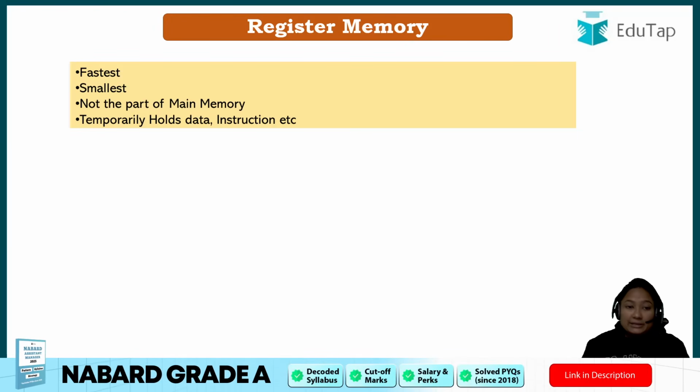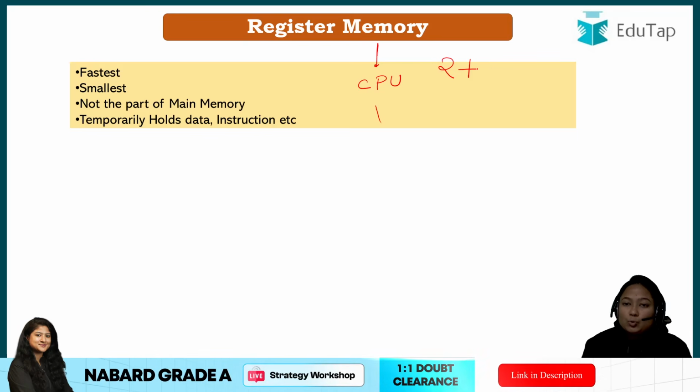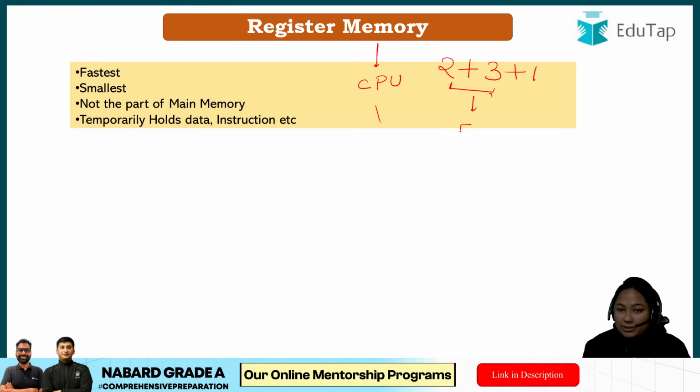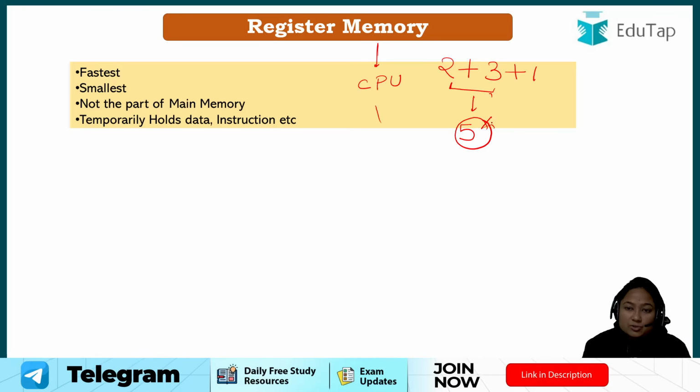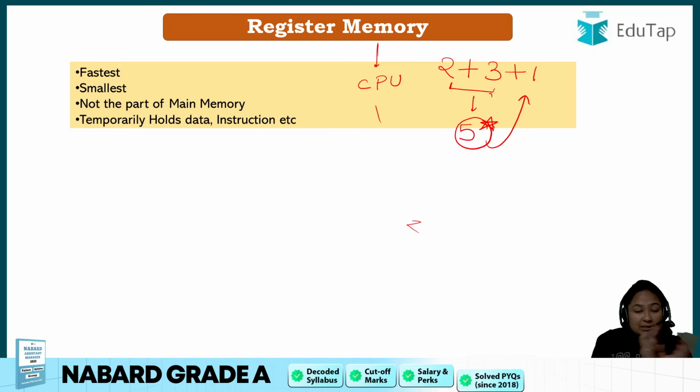Register memory is part of, again I would like to remind you, the CPU. Whenever you ask your computer to do 2 plus 3 plus 1, your computer will first do 2 plus 3 and say, okay, this is 5. This 5 is a temporary answer, but your computer also needs to store it, otherwise it will not move on to add 1. So this 5 will be stored in the register memory because your CPU is currently processing this. So in register memory these things will be kept.